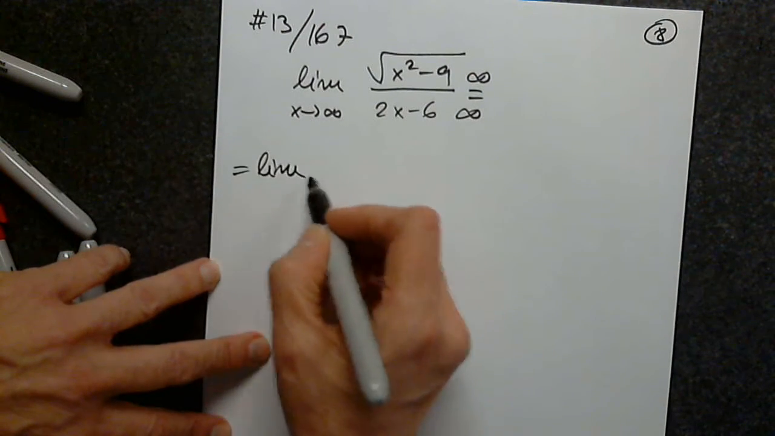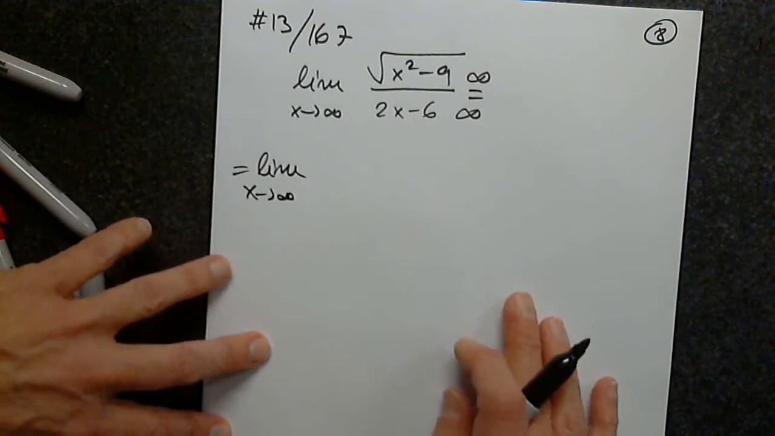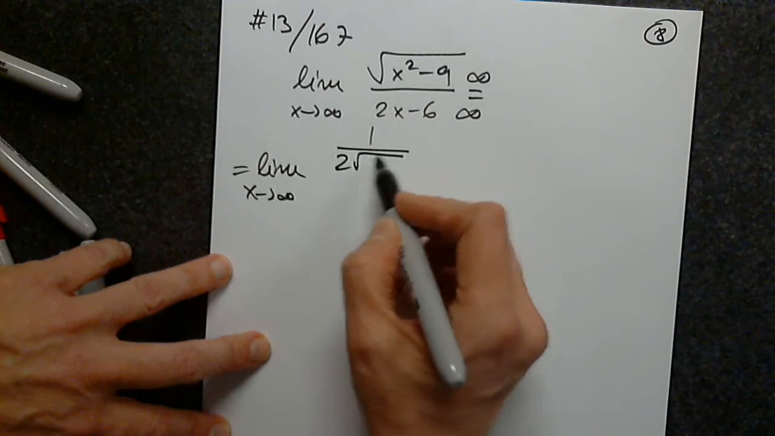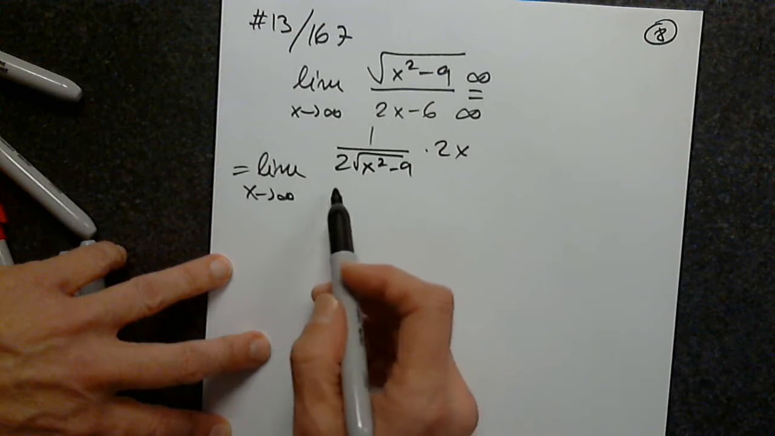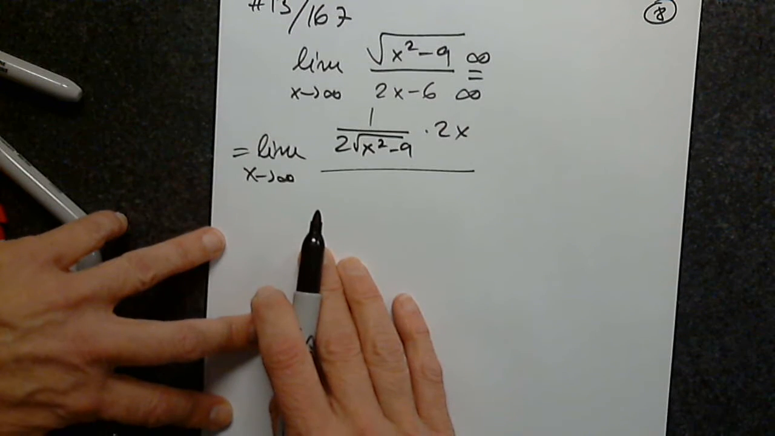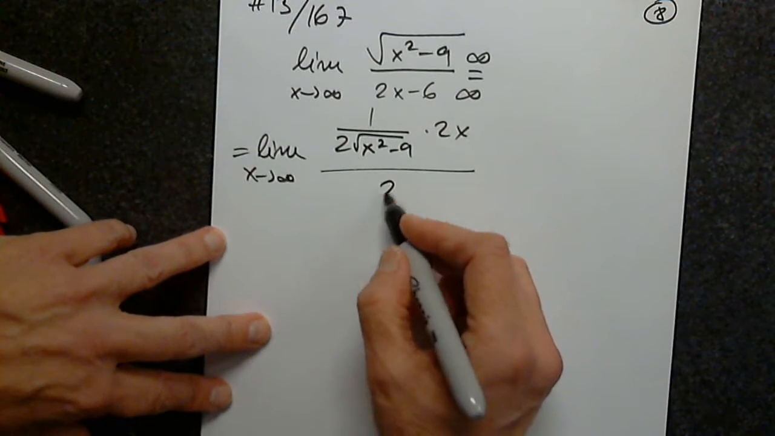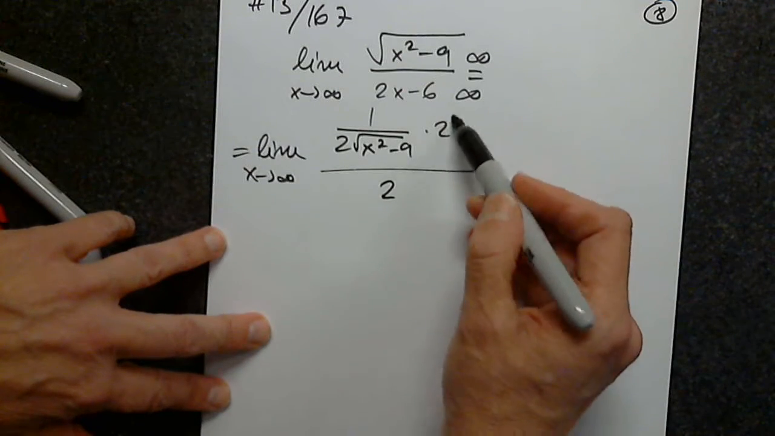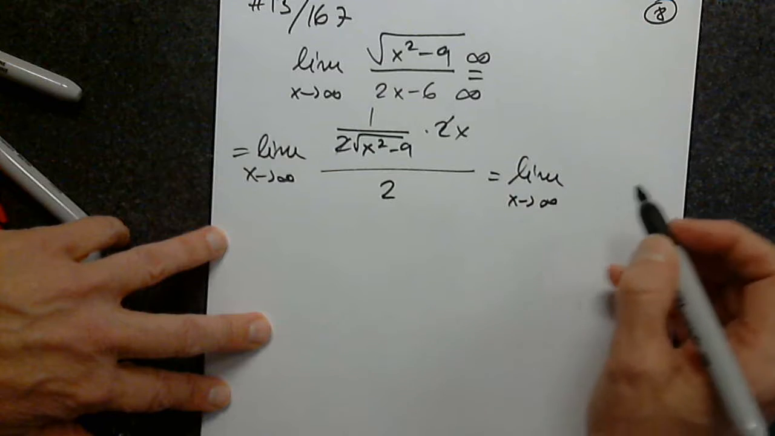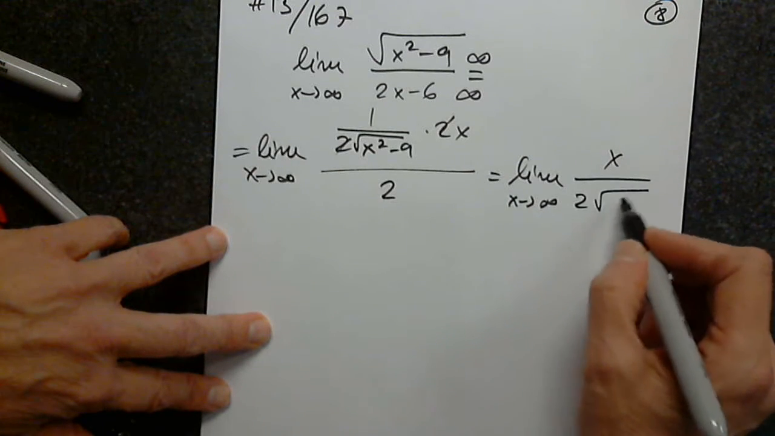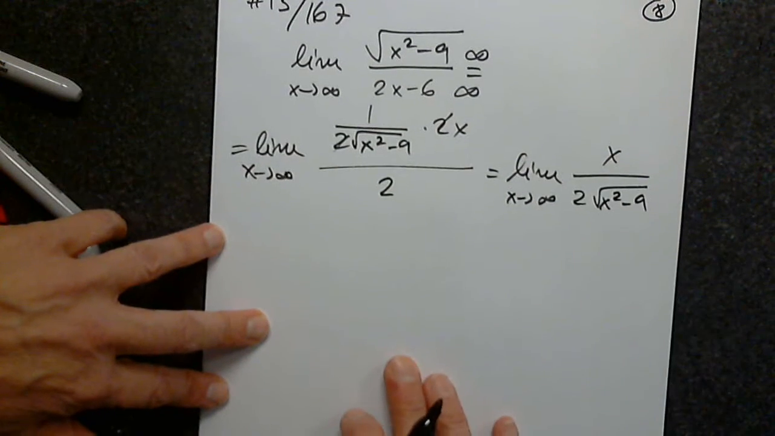So this is the limit. Let's see what happens. I have 1 over 2 times the square root of x squared minus 9, times 2x, and the bottom is 2. So I will simplify. I get the limit of x over 2 times the square root of x squared minus 9.